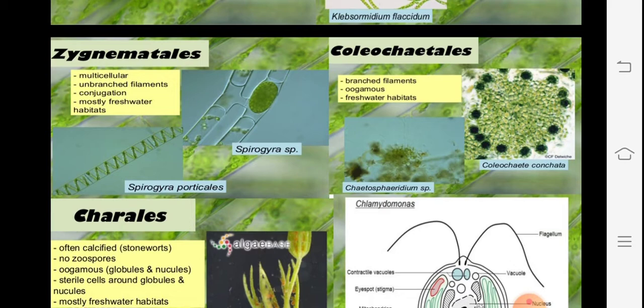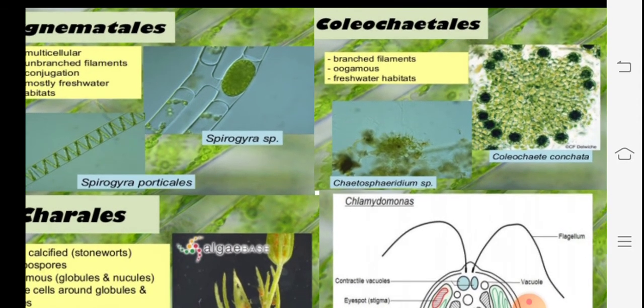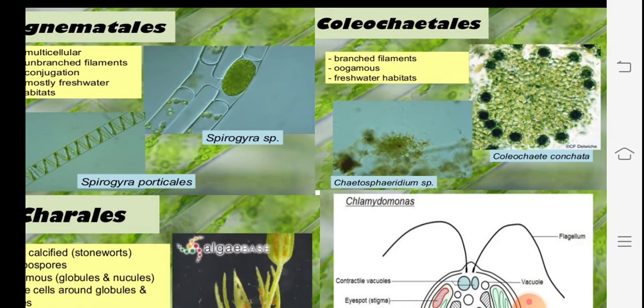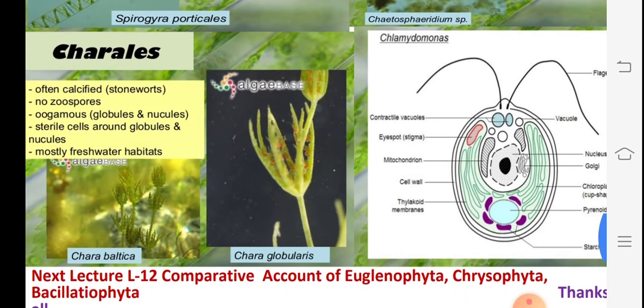Then Coleochaete. Coleochaete is also a member of this group, not marine algae like Phaeophyceae, which are found in the ocean. Some species like Coleochaete conchata are freshwater in habitat. It is branched filamentous. It shows a prostrate and an erect system.